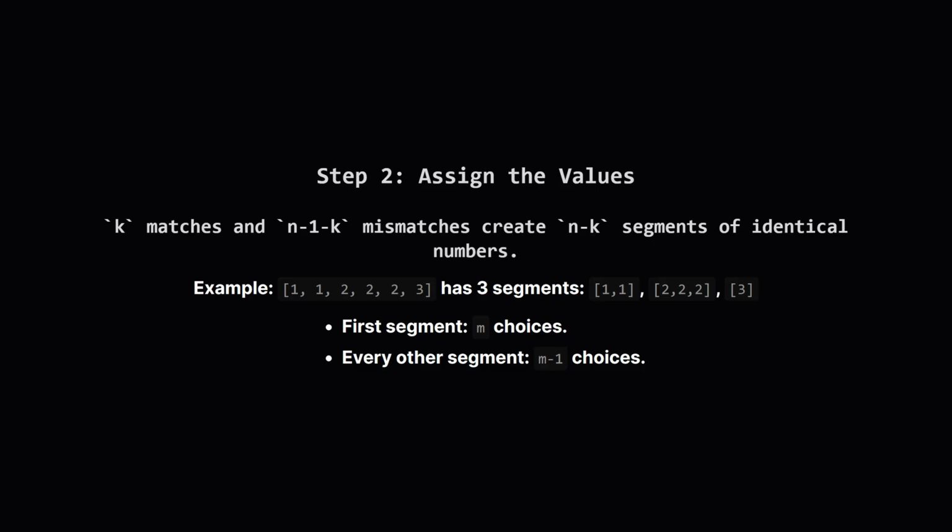So how do we color these segments? For the very first segment, we can pick any of the m available numbers. But for the second segment, its value must be different from the first one, so it only has m-1 choices. This pattern continues for every following segment. Each one has m-1 options, because it just has to be different from the segment right before it.